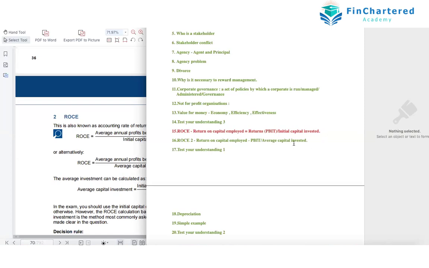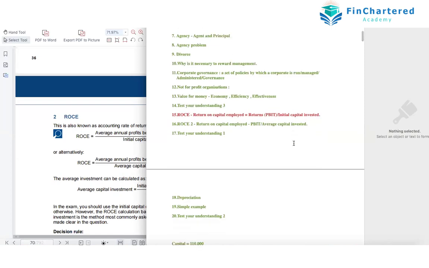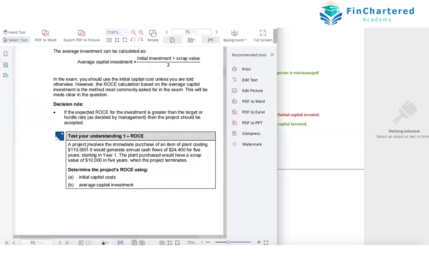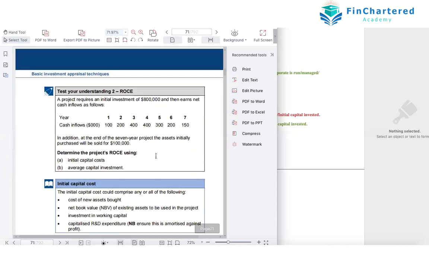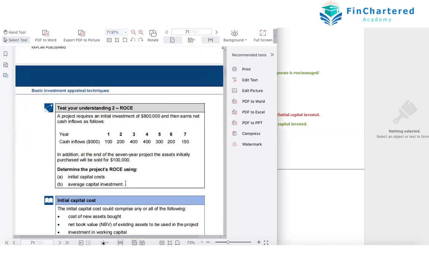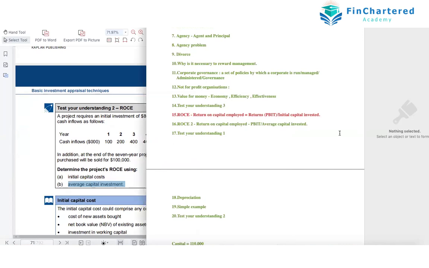Yes. So in PBIT, again, what did I say? How do you depreciate? I've explained, and I've also explained what is initial capital invested. This is simply you're taking the initial profit divided by the initial capital. The other way is to take the average capital, which is 110,000 plus 10,000 divided by 2. And you can implement this in test your understanding 2 to get average capital investment. Right? And it is very easy.